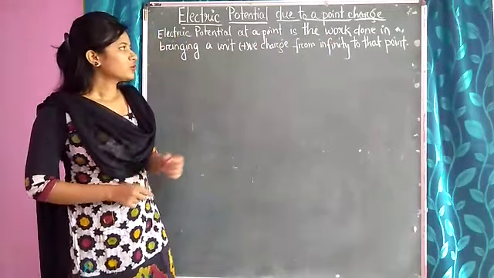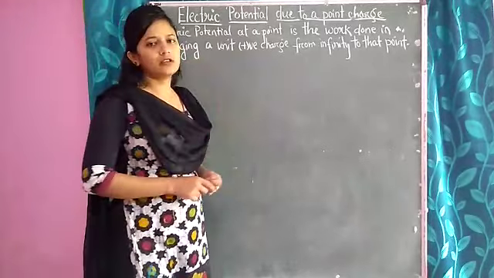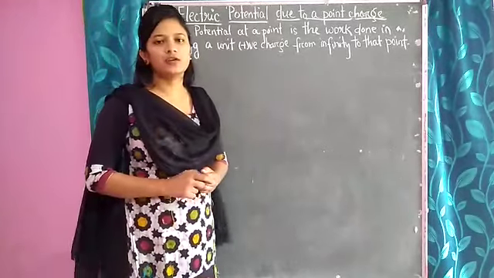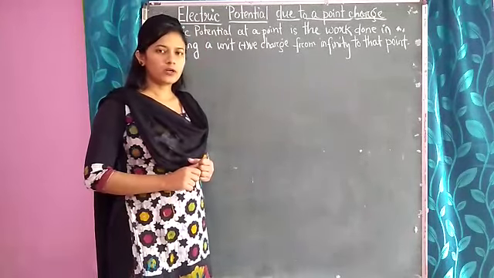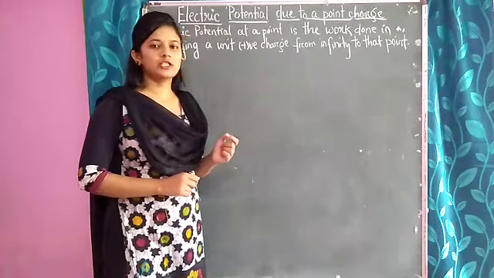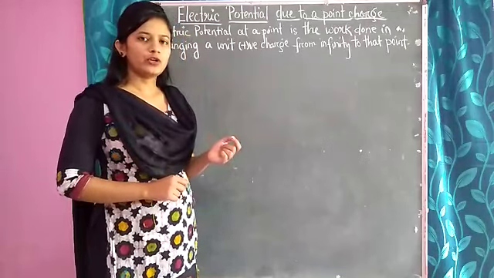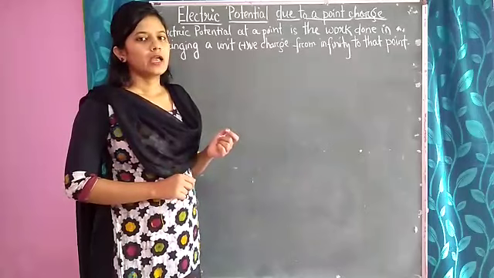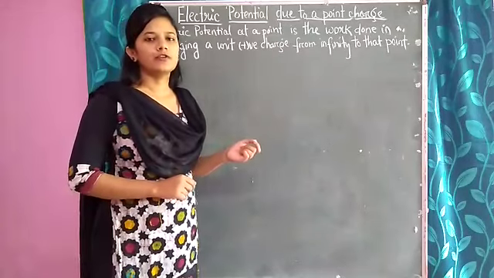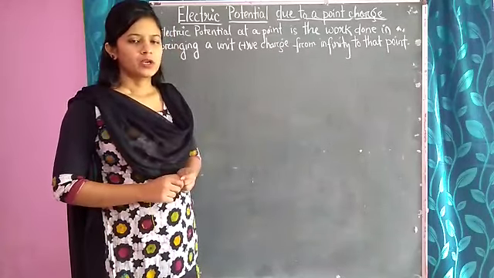point. So for deriving the electric potential expression, first we will find out the work done in bringing a charged particle from one point to another point, and then we will integrate and give the limit from infinity to that point. So let us derive.